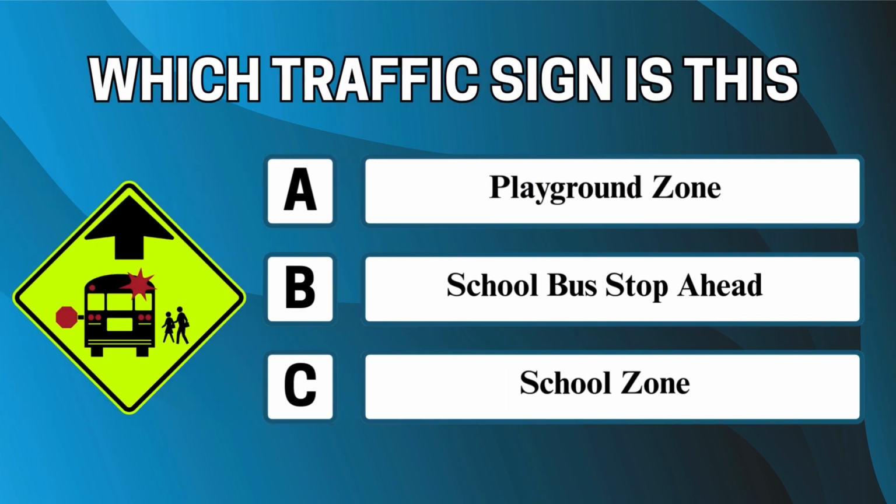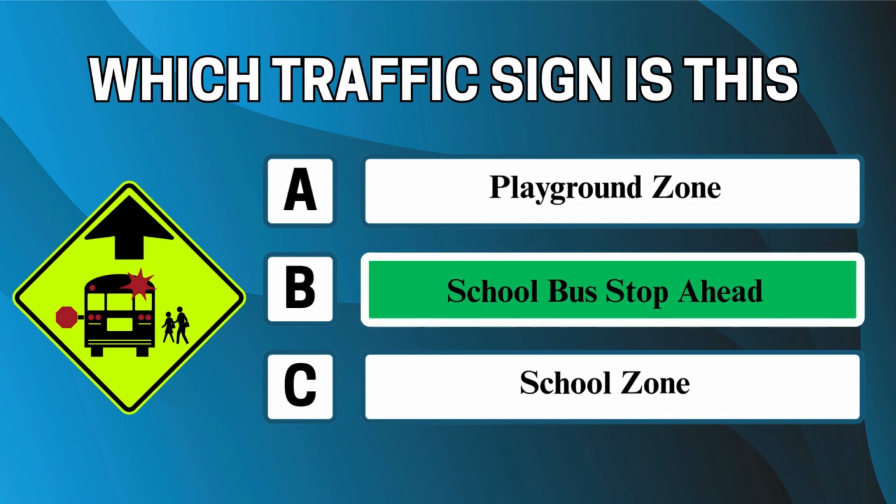Which traffic sign is this? A. Playground zone. B. School bus stop ahead. C. School zone. Correct, it is the school bus stop ahead sign.